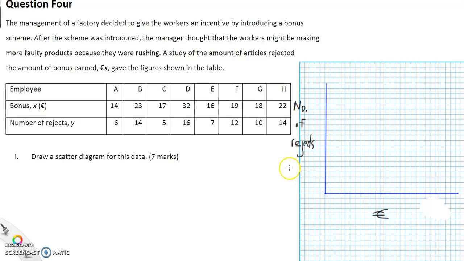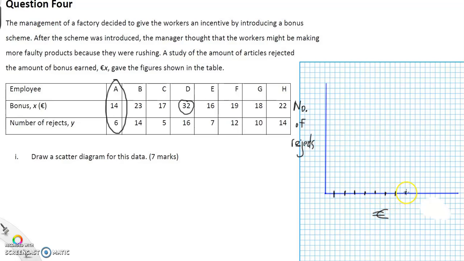Number of rejects. Now we need to scale it out, I suppose. So looking at the x-axis, it goes from 14 to 32. 32 is the biggest there, you see that? So, say if we go every second one of these, it's going to be a bit tight, is it?